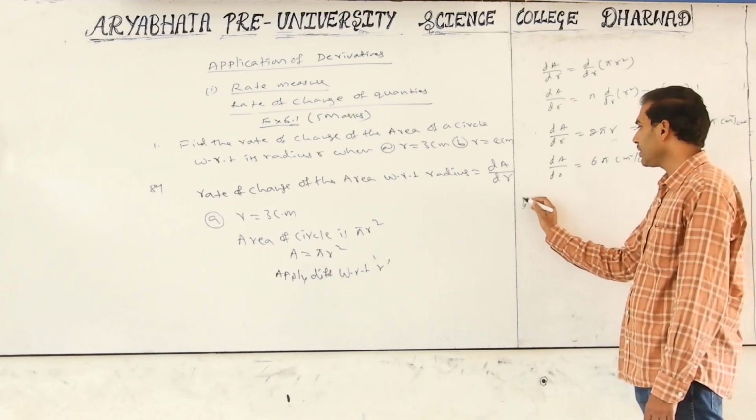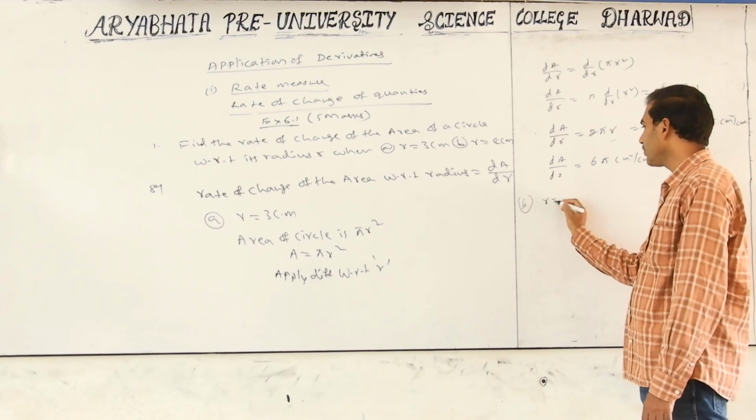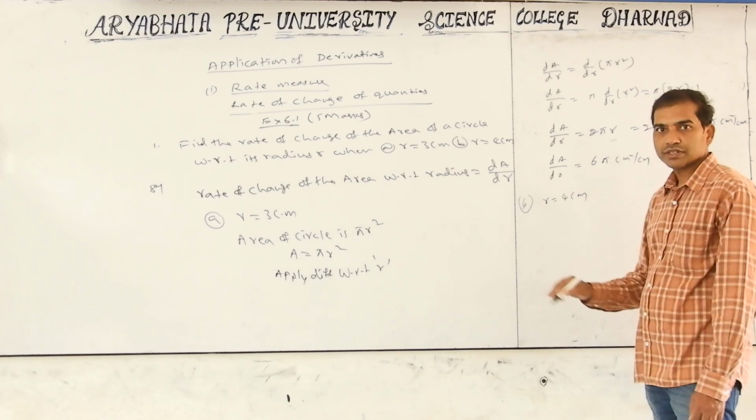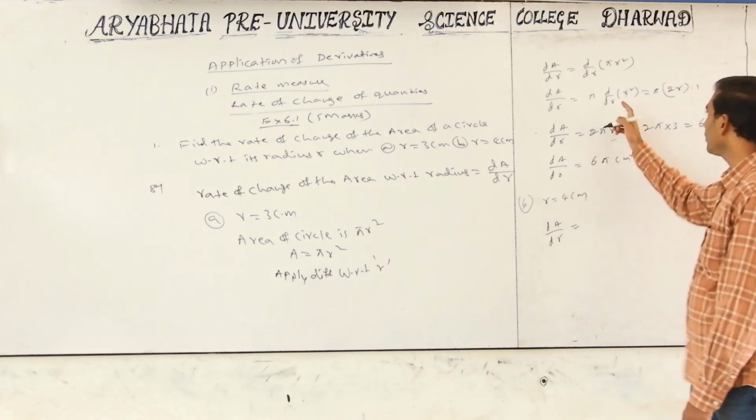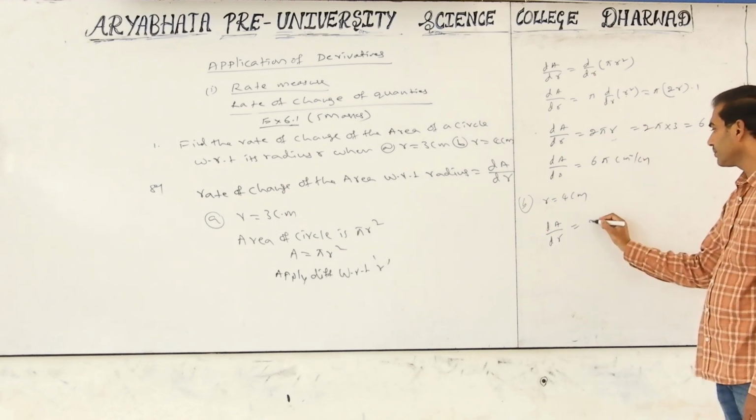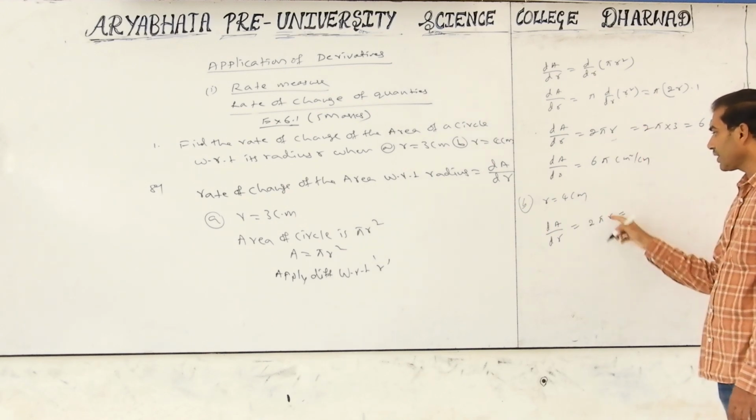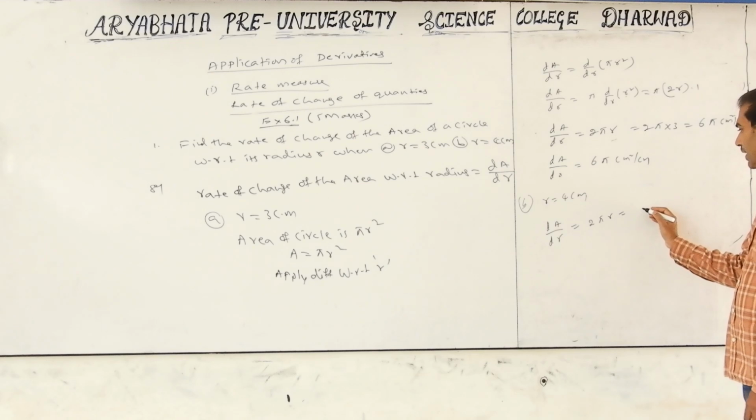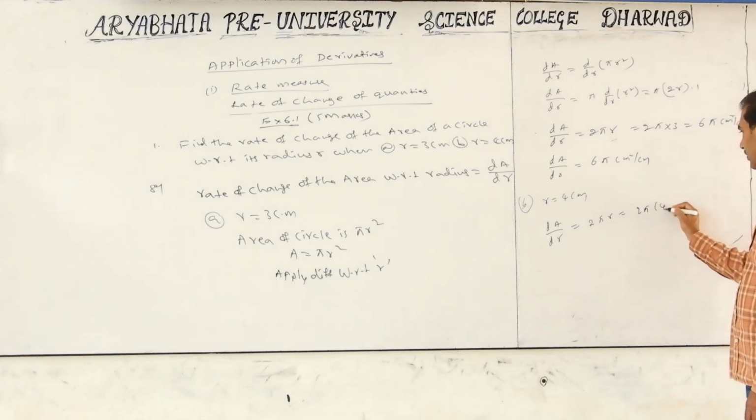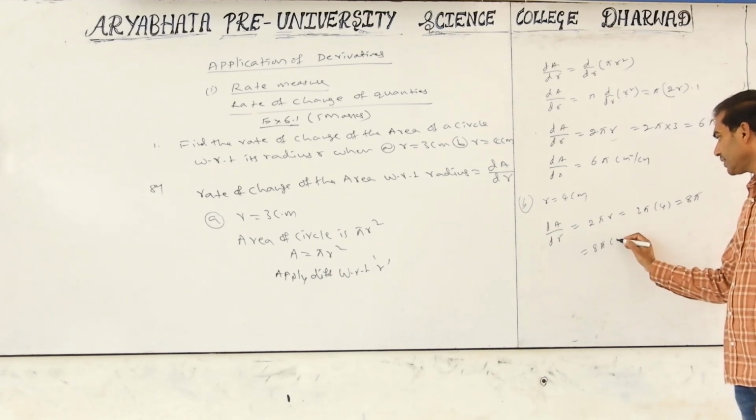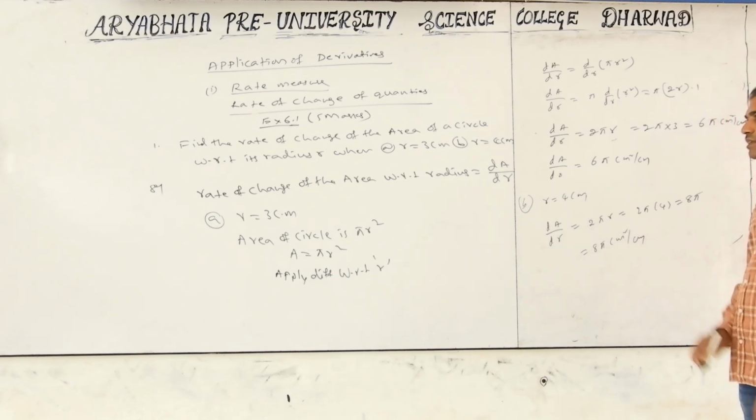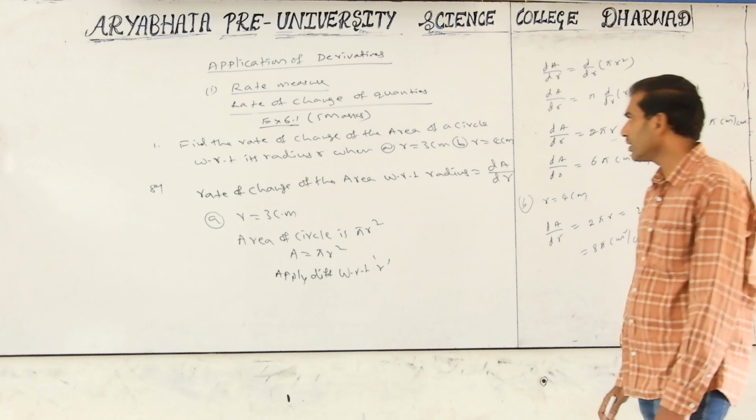Next, second, b question. r is equal to 4 centimeter. Now we got dA by dr equals 2 pi r, where r equals 4. 2 pi into 4 equals 8 pi. So 8 pi centimeter square per centimeter. Understood?